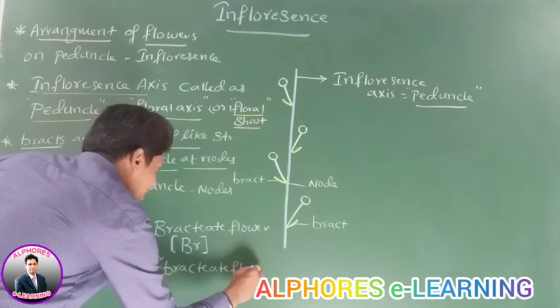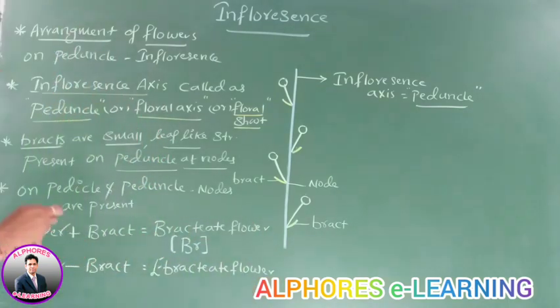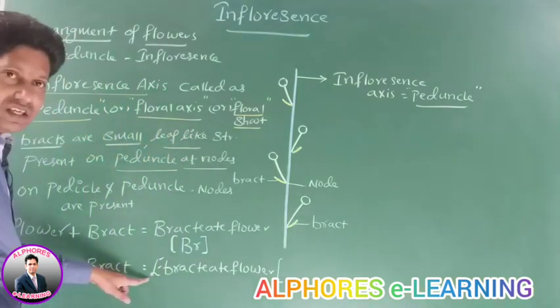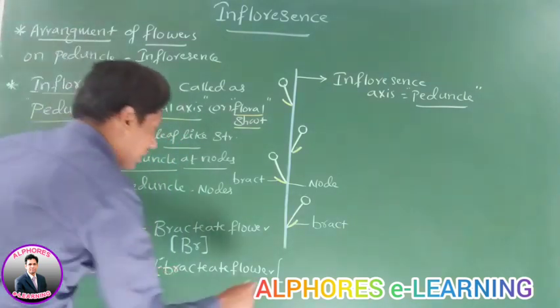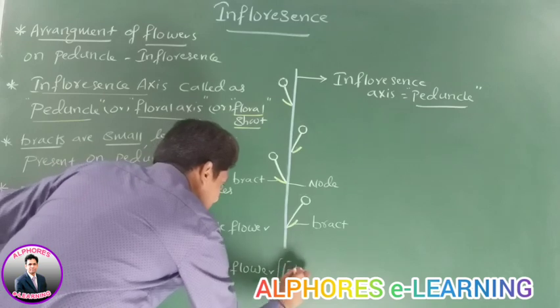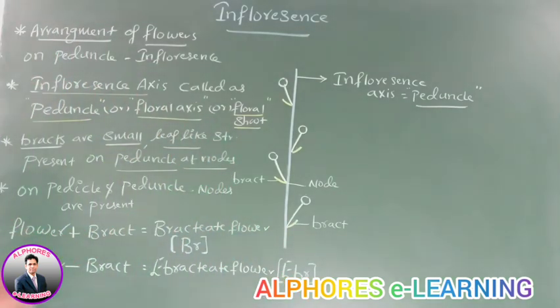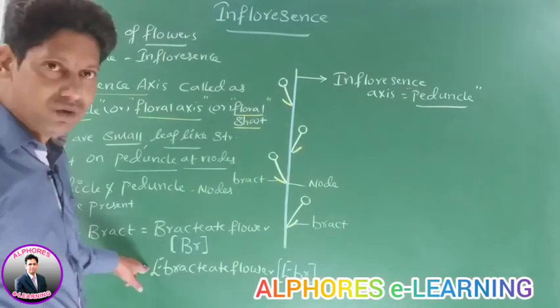What is that flower called as an ebracteate flower? What is the symbol for ebracteate flower, sir? Capital E, small b, small r. Therefore, ebracteate flower. Flower with bract: if a flower is having bract, then that flower is called as bracteate flower. If a flower is not having a bract, then that flower is called as ebracteate flower. Is this statement okay? Right.